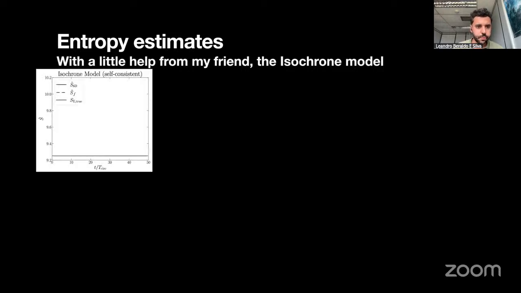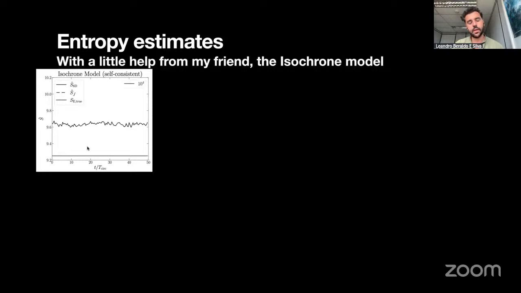For a self-consistent sample of the isochrone potential, you know the true answer, and the true entropy is easy to calculate, it's just a 1D numerical integral. This is shown here by this thick gray line. So this is the true value. Now I generate a self-consistent sample of this potential, and then I estimate the entropy based on this sample, with these techniques that I was talking about.